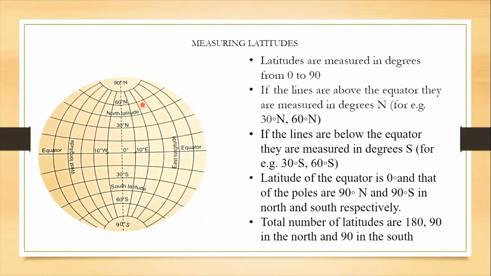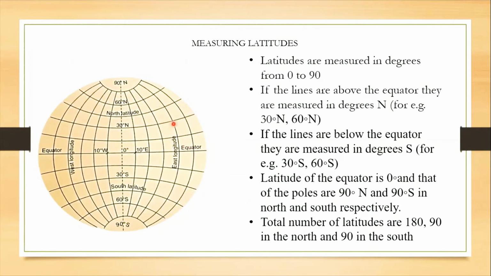Now, how to measure a latitude? Latitudes are measured in degrees from 0 to 90. This is the equator. Equator is 0 degree, 0 to 90. That means from equator to North Pole, there are 90 latitudes. For example, if the lines are above the equator, they are measured in degrees north. Here you can see 30 degree north, 60 degree north. That means this latitude is 30 degree north of equator.